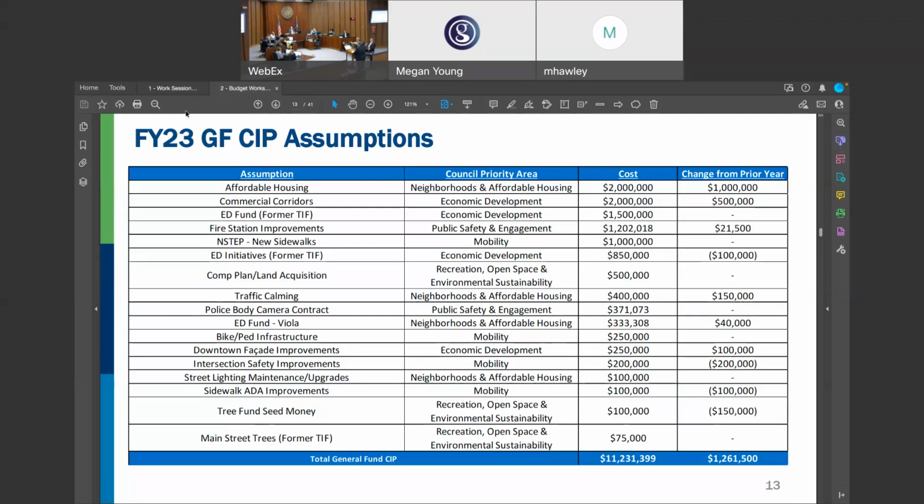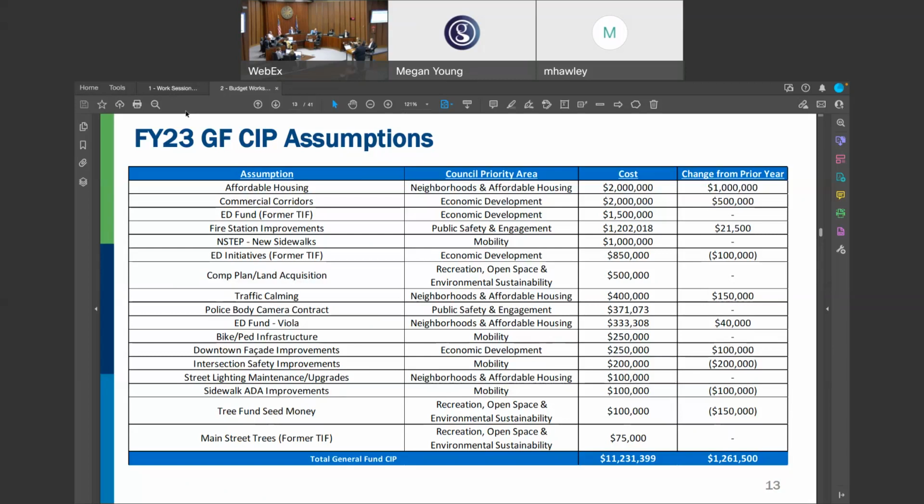Commercial corridors, which was increased from $500,000 to $1.5 million last year, is further increased to $2 million for FY23 for public-private partnership investments in our neighborhood commercial areas. The ED fund set aside for public-private partnership investments, primarily in the downtown area, is held constant at $1.5 million. Fire station improvements, which nearly doubled in FY22, increases slightly. These funds are accrued from the 2014 millage rate increase and finance new station construction, as well as major renovations to existing stations.